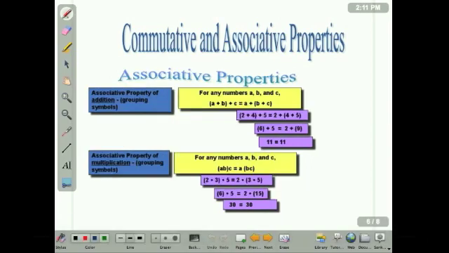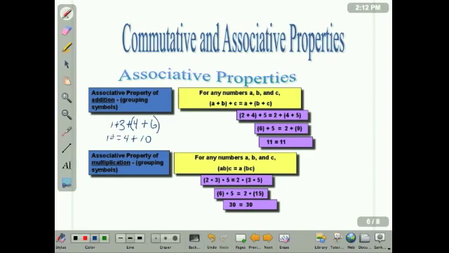Associative property means that I can have numbers together and use grouping symbols to indicate that they need to be done first, and regardless of how I group them, the answer is still going to be the same. I can go ahead and group these together, indicating that I have to do them first. 4 plus 6 is 10. 10 plus 3 is 13, plus 1 is 14.